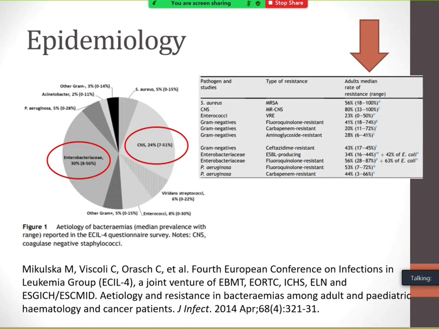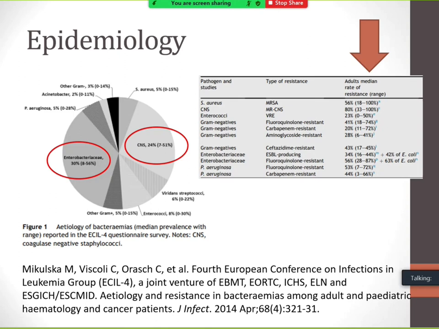So the epidemiology, microbiology: Enterobacteriaceae make up about 30% of those organisms that cause bacteremia. Coag negative staph actually make up 24%. A lot of these patients have lines, it's a portal of entry. Staph aureus is pretty low, 5%. Pseudomonas itself is also pretty low, 5%, but it does carry that huge mortality risk when it develops.